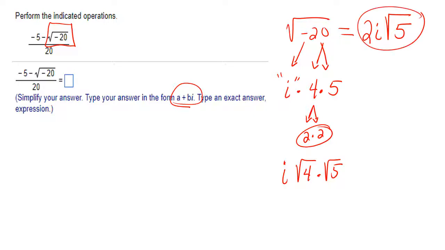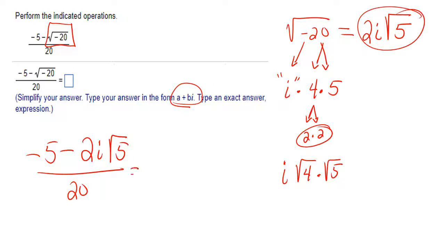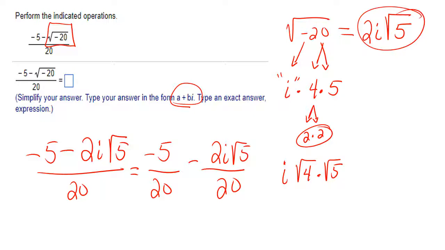What we will do now is take that term and replace it in the original problem. Where there was the square root of negative 20, we will put 2i square root of 5. Now we will separate this fraction into two separate fractions. The first fraction will have negative 5 over 20. The second fraction will have negative 2i square root of 5 over 20. This is necessary to get the a plus bi form.